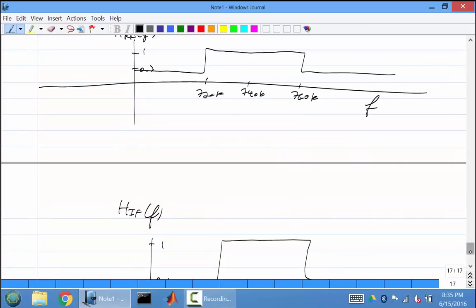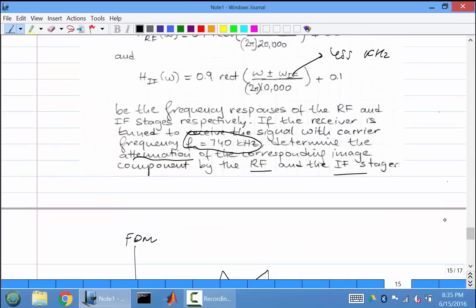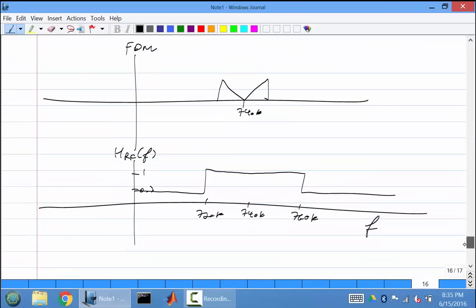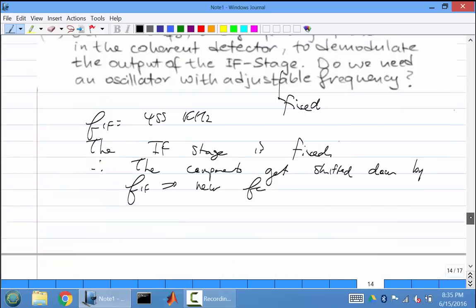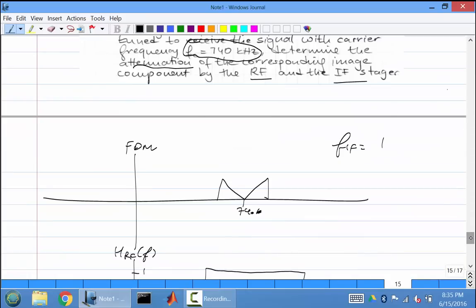All right, so that's what the filter responses look like. Now we have to figure out what the attenuations are for the image component. Receive this carrier frequency, determine the attenuation of the corresponding image component. Remember what the image frequency was at 740. It was equal to 1560 kilohertz, right? This is the image frequency.